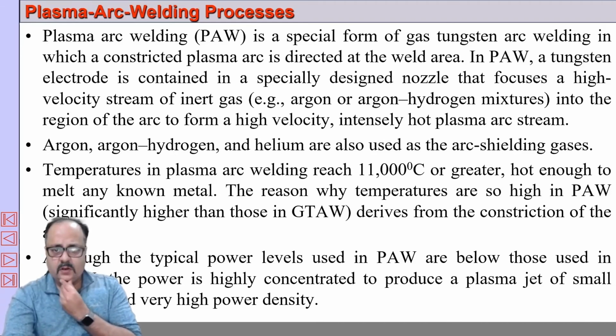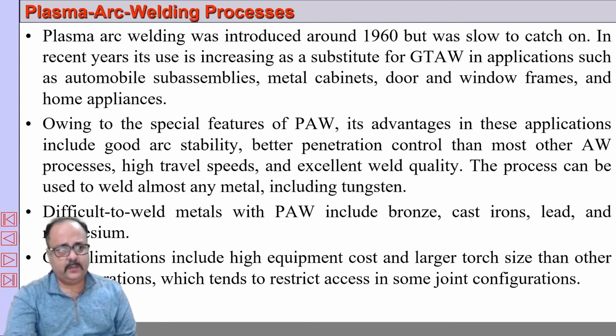The power levels used can be of different ranges, depending on the plasma. Difficult-to-weld materials such as bronze, cast iron, lead, etc. can be welded by this process. One of the advantages is good arc stability and better penetration compared to other arc welding processes. High travel speeds and excellent weld quality can be produced by plasma arc welding.